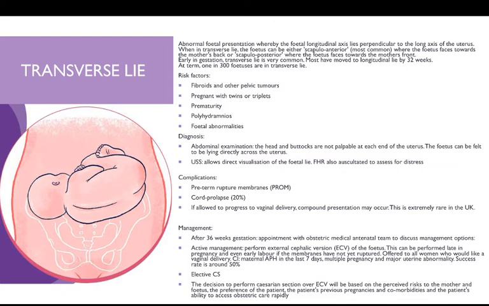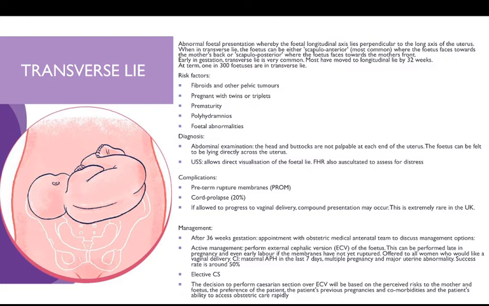Okay, so transverse lie. We mentioned that this is when the fetal longitudinal axis is perpendicular to the long axis of the uterus. The most common presentation is scapulo-anterior, so that's when the fetus is facing the mother's back, or you can have the other way, which is scapulo-posterior, where the fetus is facing towards the mother's front. Early in gestation, it's really common to have this kind of presentation, but by around 32 weeks, most babies have moved into a longitudinal lie.